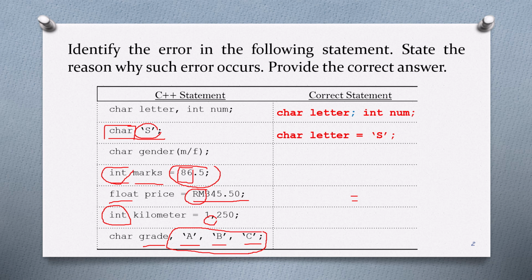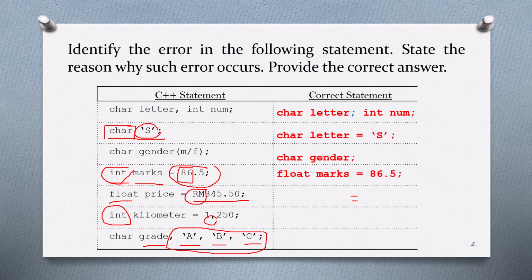Char gender. Now, char gender in bracket M or F. This is totally wrong. The computer or the compiler will not understand the statement. So what you should be doing is you should remember the syntax for the declaration: the data type followed by the location name followed by the assignment operator and the value that should be stored into the location name.